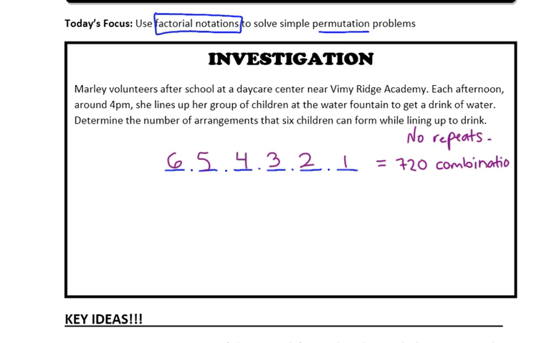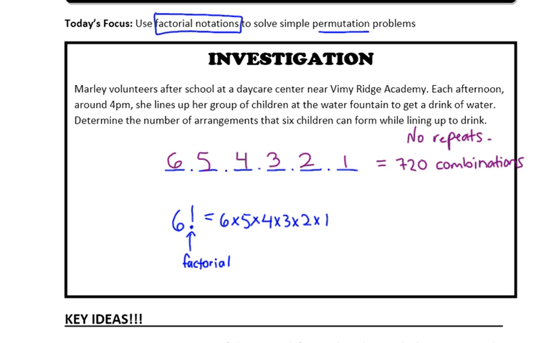Now, 6 times 5 times 4 times 3 times 2 times 1, we can actually write that as 6 factorial. And factorial looks like an exclamation mark. So you say it like 6 factorial. Did you get it? No? Okay. That's not funny? Okay. So that is a factorial. 6 factorial means 6 times 5 times 4 times 3 times 2 times 1. That is what factorial is.